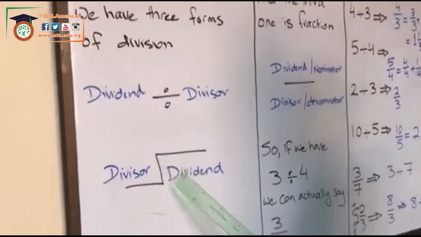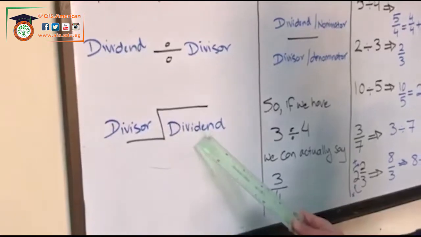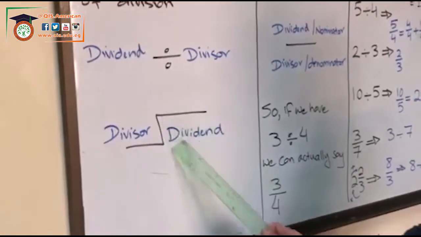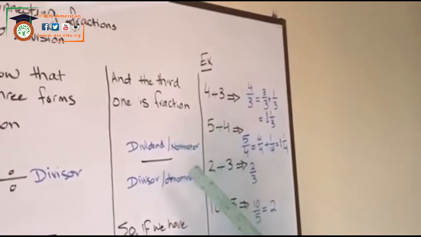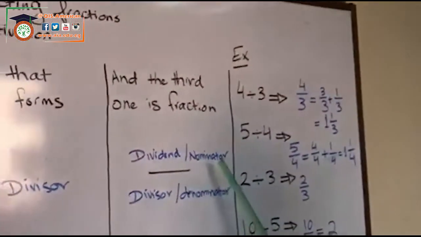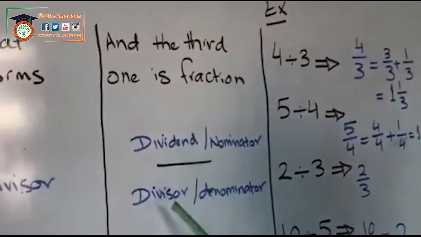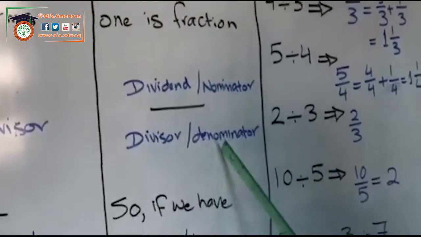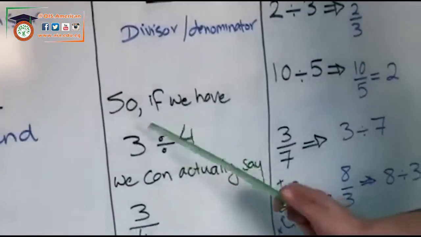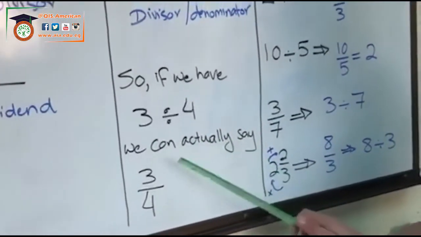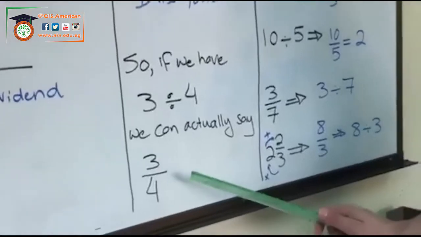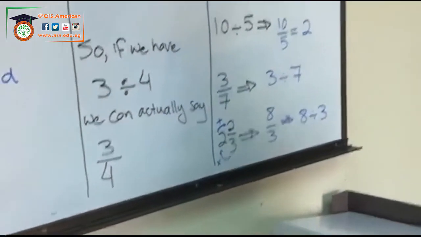The second one is the long division form, in which we have the dividend underneath this umbrella and the divisor outside. And the third one is the fraction, in which we have the numerator or the dividend above and the divisor or the denominator below. So if we have 3 divided by 4, we can write it as 3 over 4.